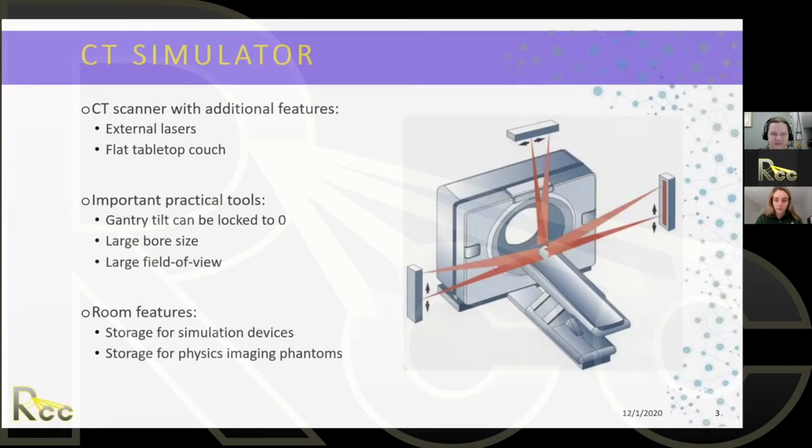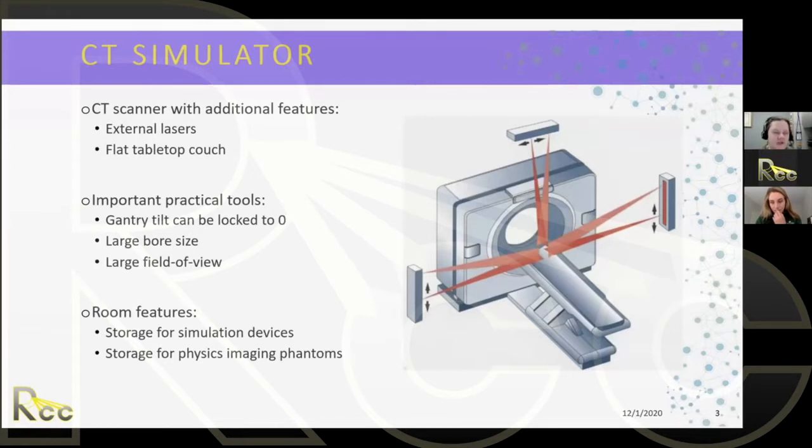We are also looking for a large bore size, not only because we have some large people, but also because we have setup devices like breastboards, belly boards, and other things that need to fit through the scanner. So when you have two scanners with similar properties, take the one with the larger bore size. It will help a lot in practical clinical workflows.